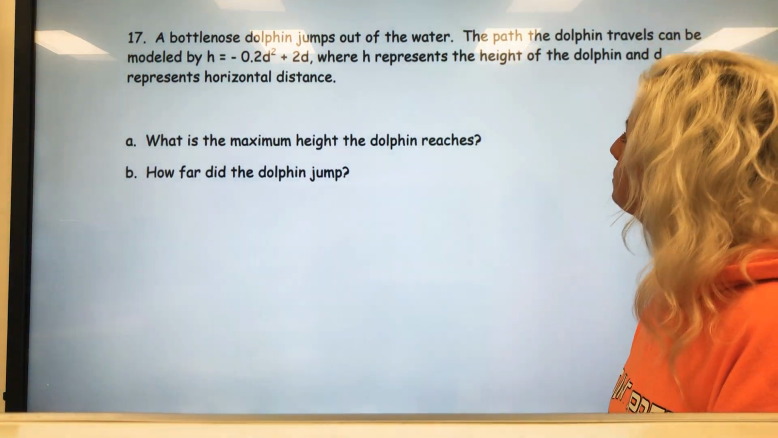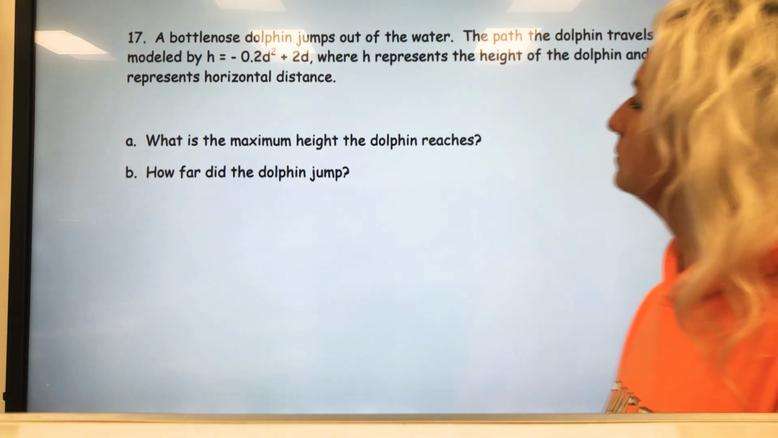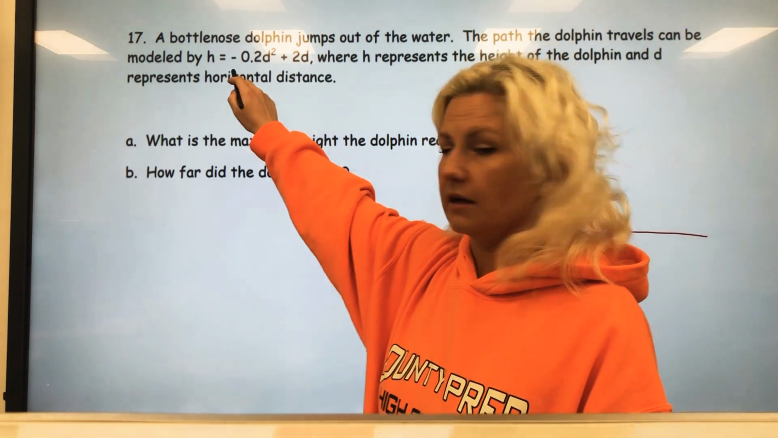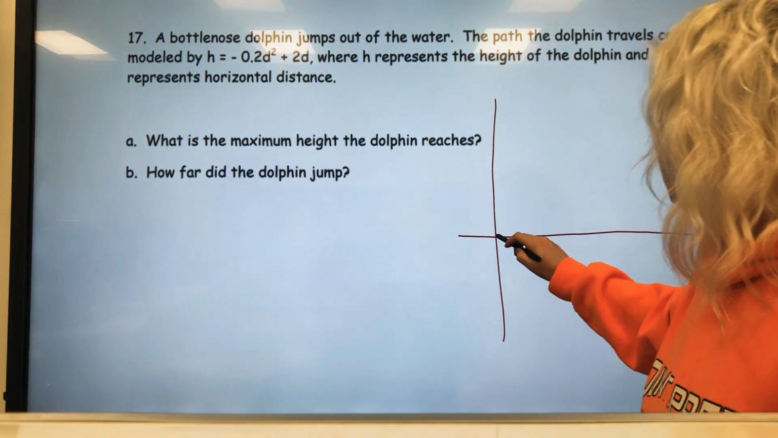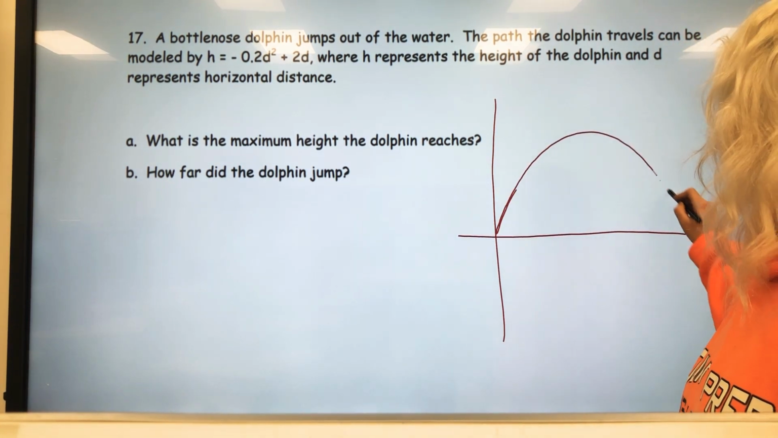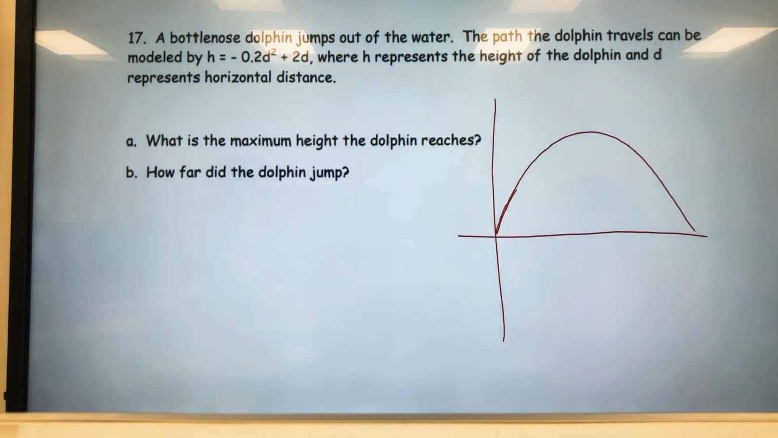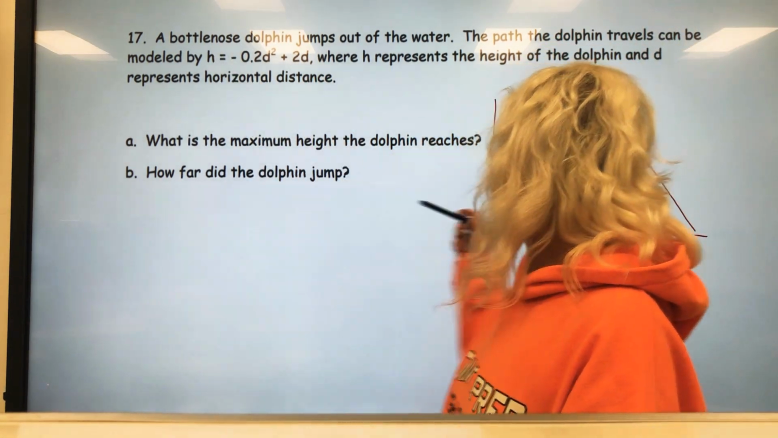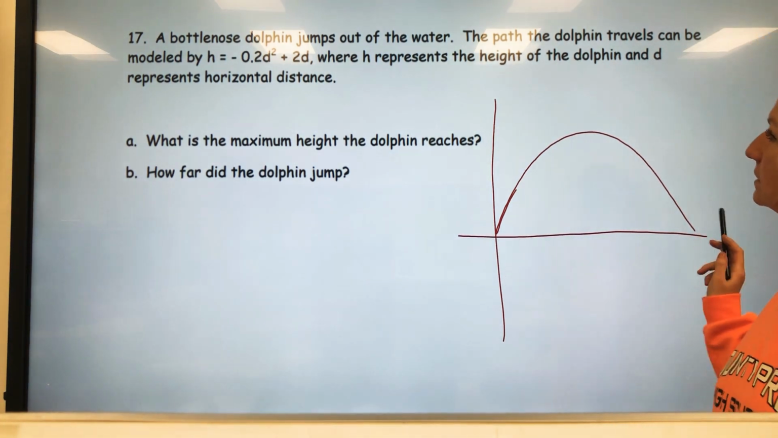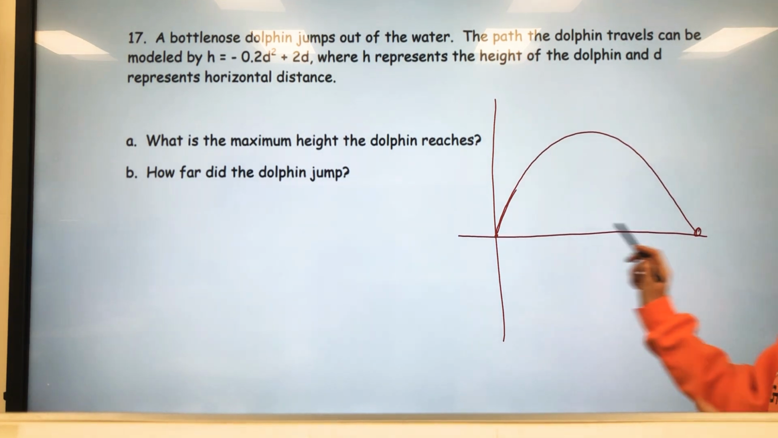Okay? A bottlenose dolphin jumps out of the water, and the path of the dolphin traveled can be modeled by this. So, right? This is a negative a here, right? So the dolphin's going to jump out of the water. We know it's going to be down like a sad face, right? So that's the trajectory of the dolphin. All right, H represents the height, right? So this is how high the dolphin is. And D, your x-axis, represents the distance horizontally, right? So if the dolphin starts here and ends up here, he went this far, right?